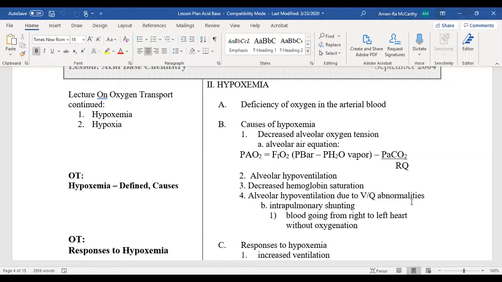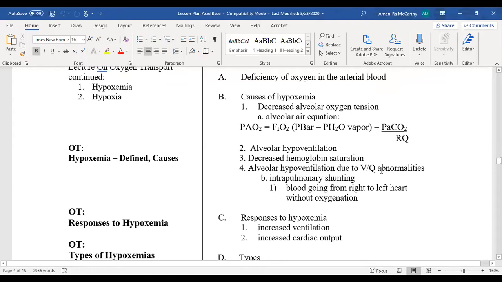And so when they're talking about alveolar hypoventilation due to VQ abnormalities, they're talking about intrapulmonary shunting. Right? Blood going from the right to the left of the heart without picking up oxygenation. That's a shunt. Remember, perfusion and no ventilation is a shunt. So if my alveoli is hypoventilating, but I got plenty of perfusion, then that's a shunt. All right? And the shunt will cause hypoxemia. So the four causes of hypoxemia will be a decreased alveolar air tension from the alveolar equation, or simply just alveolar hypoventilation, decreased hemoglobin saturation, or a shunt.